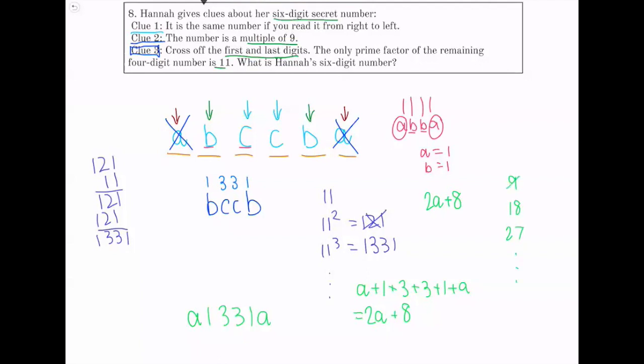It can't be 9, right? Because if 2A plus 8 is equal to 9, that would mean that 2A is 1. And again, that's not possible since 2A is even, but 1 is odd. The other possibility is 2A plus 8 is 18. That means that 2A is 18 minus 8, or 10, or A is 10 divided by 2, or 5.